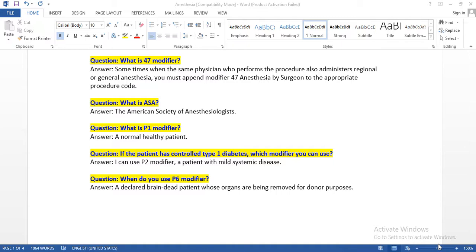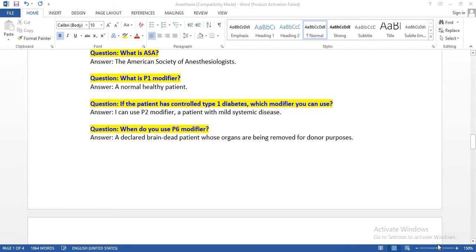What is 47 modifier? Sometimes when the same physician who performs the procedure also administers regional or general anesthesia, at that time we need to use the 47 modifier, anesthesia by surgeon, with the appropriate procedure code. So if the physician performing the procedure administers general or regional anesthesia, we need to add 47 modifier to the appropriate procedure code.